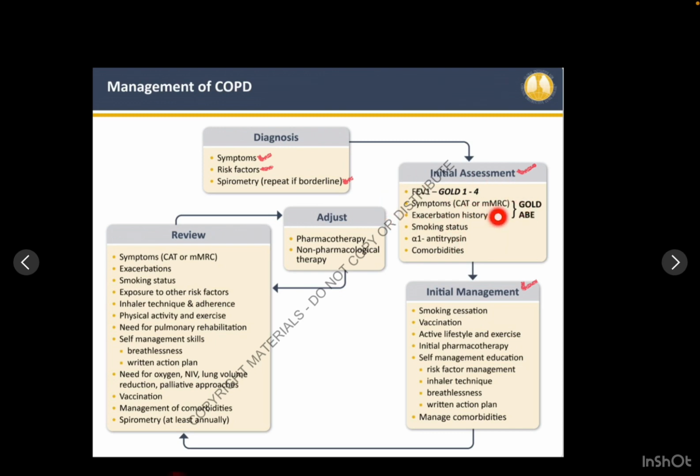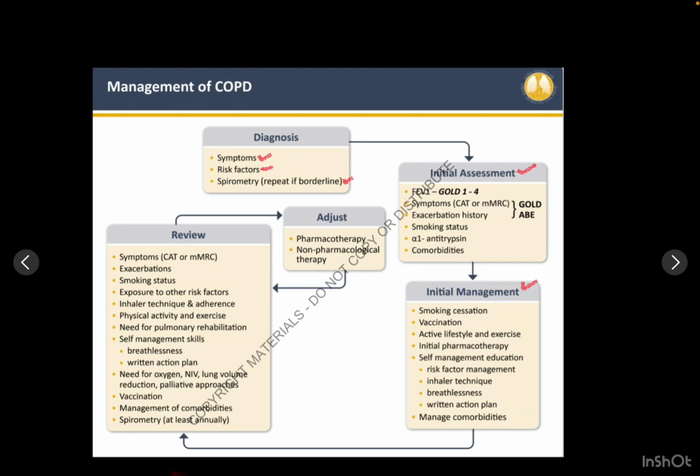According to exacerbation history and CAT and mMRC grading, we decide whether it is GOLD A, B, or E. Then we check smoking status, alpha-1 antitrypsin level, and comorbidities. After that, we start initial management: smoking cessation, vaccination, active lifestyle and exercise, initial pharmacotherapy, and self-management education like risk factor management, inhaler technique, breathlessness, a written action plan, and managing comorbidities.